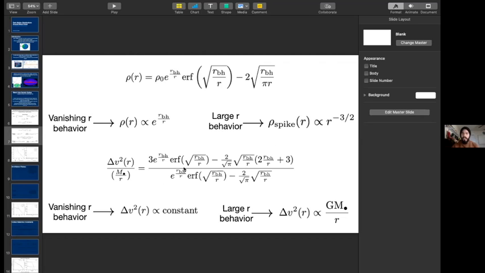You can also find analytically the velocity dispersion, which you get this sort of complicated function. And again, if you look at the limiting behavior in the very extreme inner regions, you get a constant. But if you look at the large r behavior, you get something that goes 1 over r.